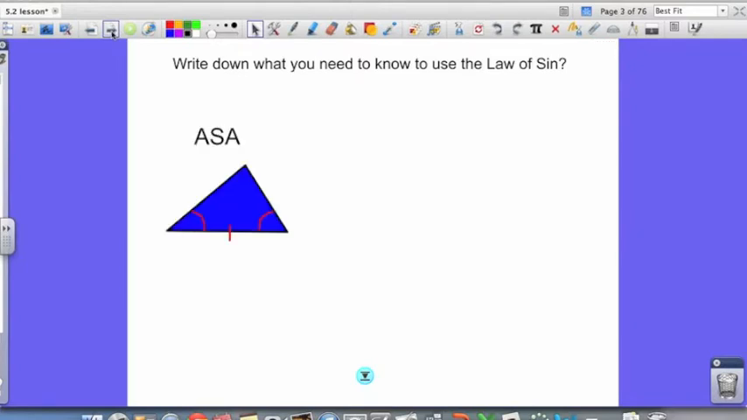Alright, now that you're back, hopefully you've written some of the stuff down, but let's take a look at this. Some of the things that we need to know for law of sines: we need to know angle, side, angle. We would need to know side, angle, and this one right here is what we spent a lot of class time doing, all those various cases.